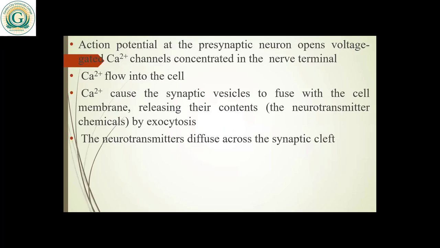Then we will look at how the impulse is going to be received from the dendrite and how it's going to be transmitted from the dendrites to the cell body to the axon. We've already done how it will be transmitted from the axon terminal to another neuron. Now we want to look at how this impulse will be received at the dendrite and then be passed to the soma and then to the axon. Now, the action potential at the presynaptic neuron opens voltage gated calcium channels concentrated in the terminal. Calcium will flow in. Calcium causes the vesicles to fuse with the membrane, releasing neurotransmitters. Neurotransmitters will diffuse across the synaptic link. So this is just what you've said so far.